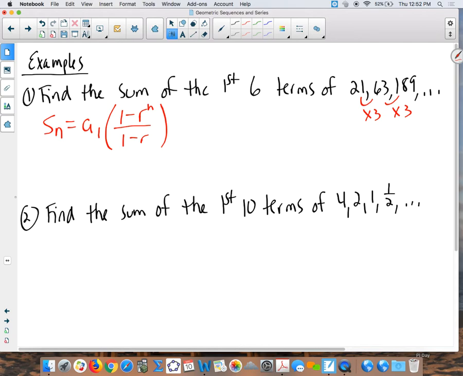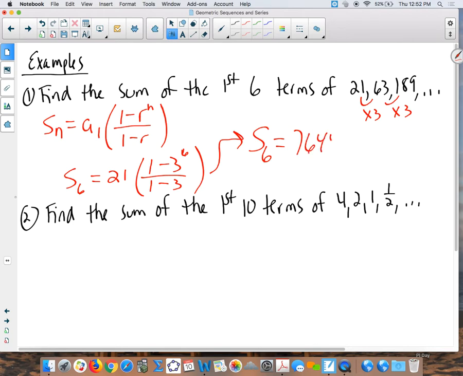We have everything we need. So we are finding S sub 6. Our a sub 1 is 21. Our r is 3, so I'm not going to put extra parentheses in. Our n is 6, and 1 minus 3 in the bottom. So use your calculator. I strongly recommend using the alpha y equals to input it in as a fraction. So S sub 6 would be 7,644.